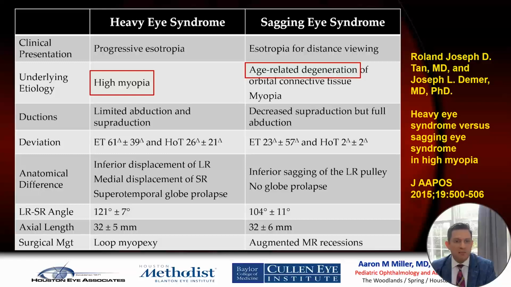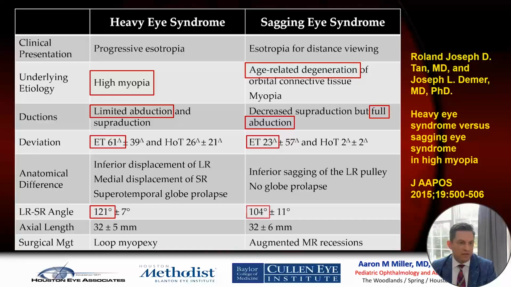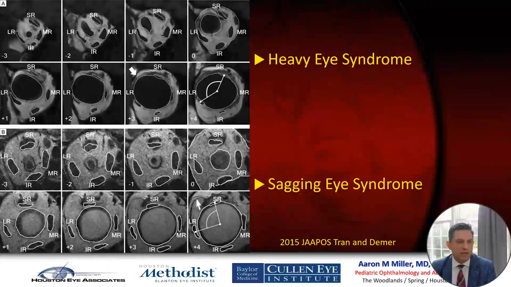So the big differences between these two syndromes in the paper are highlighted here in red: the size of the deviation and also the angle of deviation. Whenever looking at this, a lot of the discussion of how you define and diagnose this is all based upon imaging.